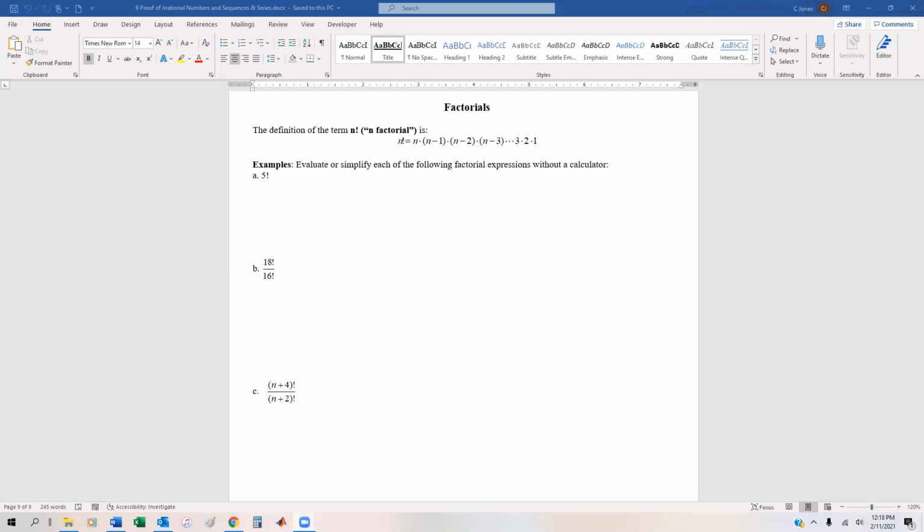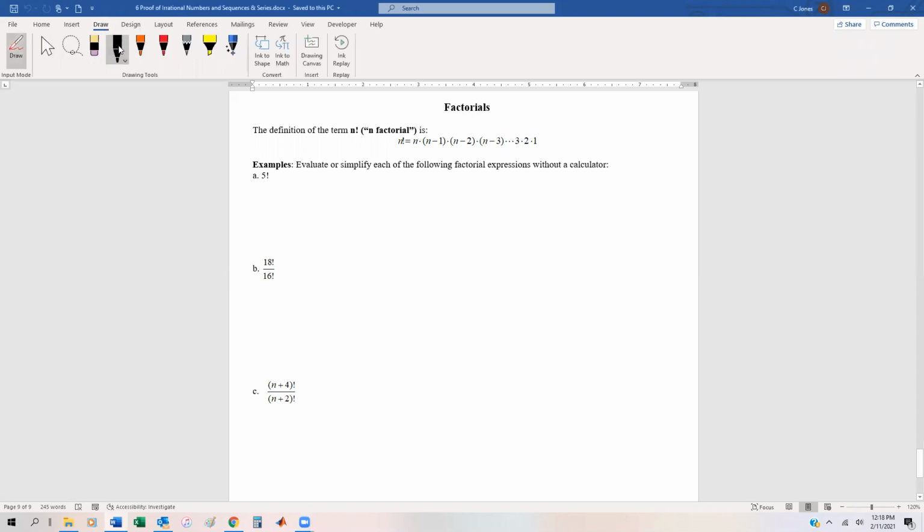We're going to finish out this section by taking a look at the idea of a factorial and how to simplify expressions involving factorials. Factorial, containing the word factor, is a descending product of integers starting at n going down to 1. And so the technical definition of a factorial is that n factorial is equal to n times n minus 1 times n minus 2 times n minus 3 all the way down to 1.